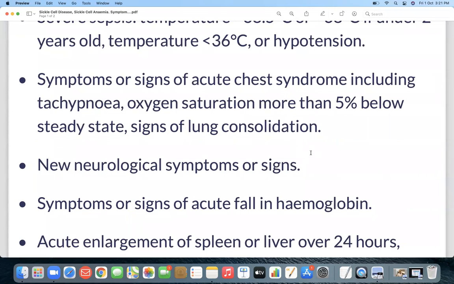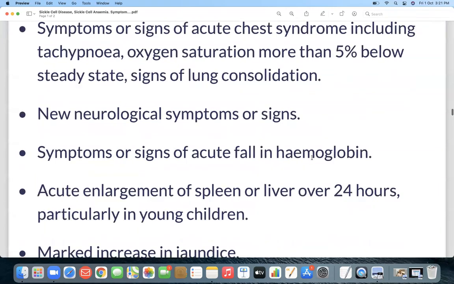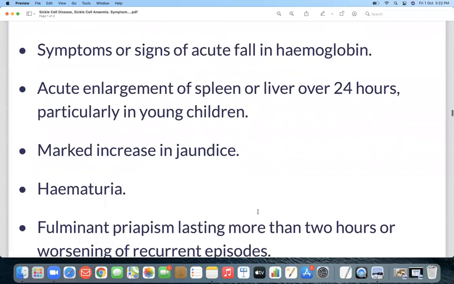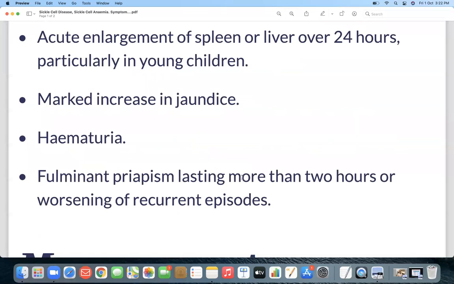Signs of lung consolidation, new neurological symptoms and signs, symptoms or signs of acute fall in hemoglobin, acute enlargement of the spleen or liver over 24 hours. This is splenic sequestration, sudden enlargement of the spleen, particularly in young children. Marked increase in jaundice, hematuria, fulminant priapism lasting more than 2 hours, or worsening of recurrent episodes.